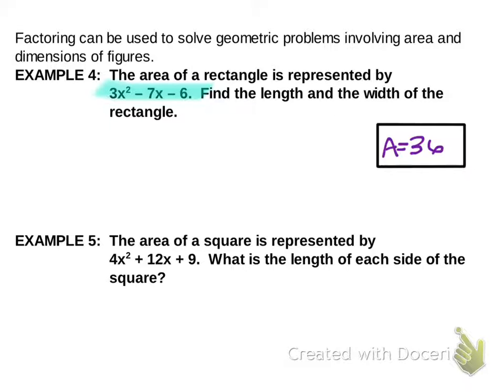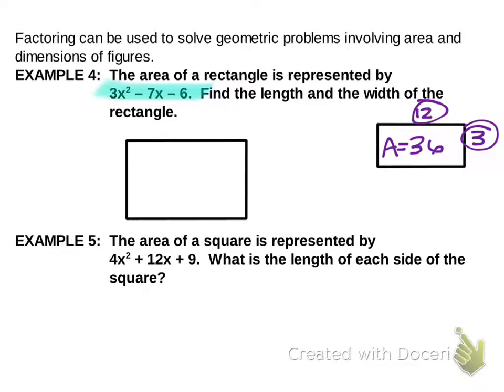Okay, this is just an example. So like maybe 12 times 3, or 18 times 2, 36 times 1, 6 times 6. All of those, 9 times 4, would give you 36. So same concept here. These are factors of 36, so I need to find factors of 3x squared minus 7x minus 6. So I have 3x squared and minus 6. So basically I'm just factoring again.